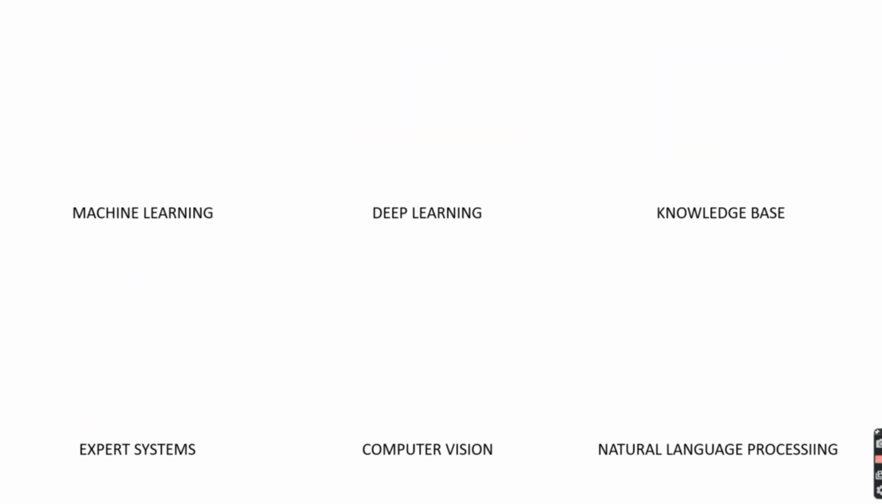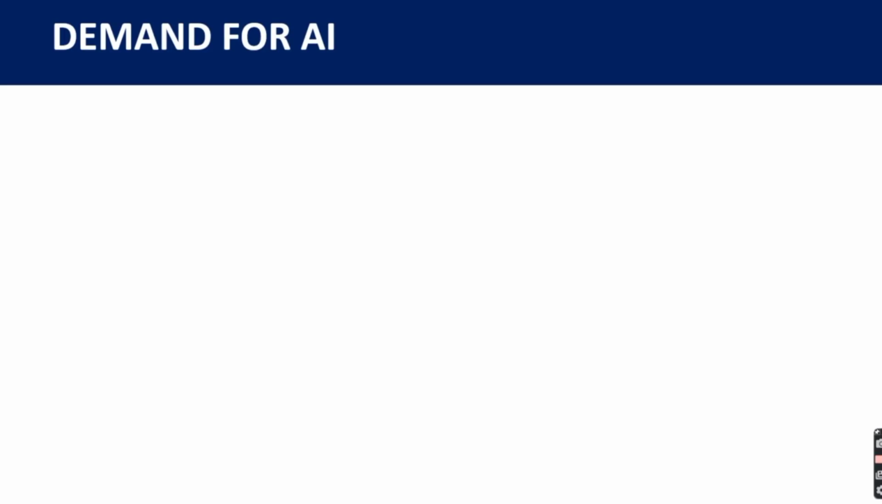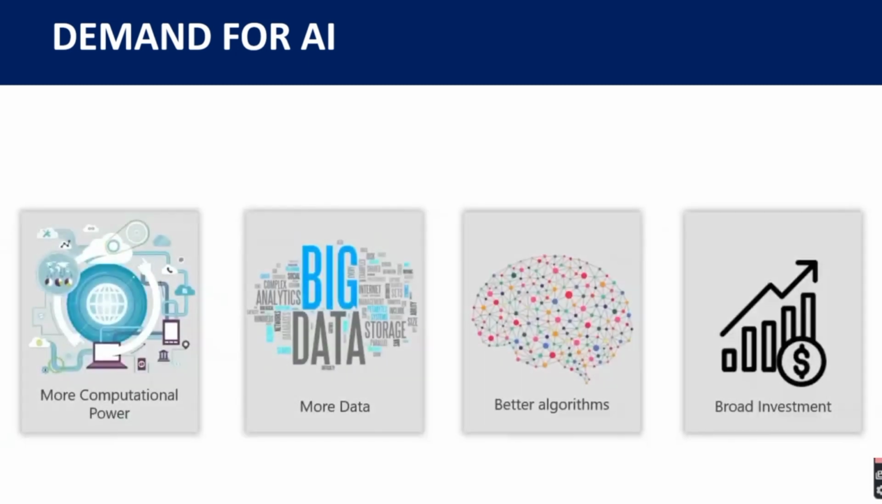Now, the question here is, if AI has been here for over half a century, why has it suddenly gained so much importance? Why are we talking about artificial intelligence now? Let me tell you the main reasons for the demand of AI. The first reason is that we have more computational power now. Artificial intelligence requires a lot of computing power. Recently, many advances have been made, and complex deep learning models are deployed. One of the greatest technologies that made this possible are GPUs. Since we have more computational power now, it is possible for us to implement AI in our daily aspects.